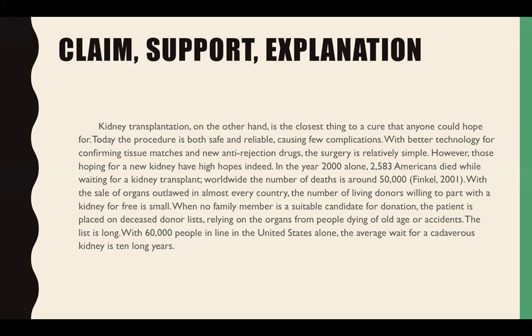So here's a paragraph from one of the sample essays you have on Blackboard. It's the organ donor essay. Let's look at one of the paragraphs together, and then we're going to label the claim, the support, and the explanation in the paragraph.